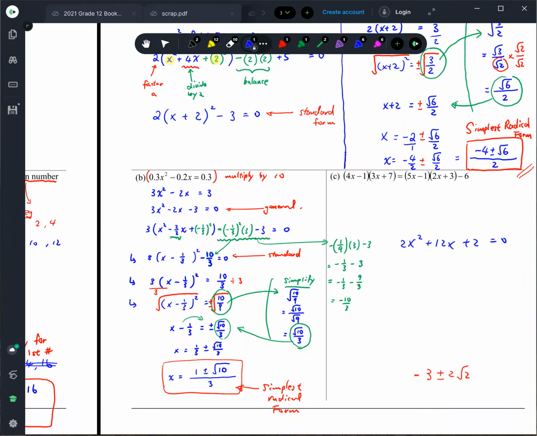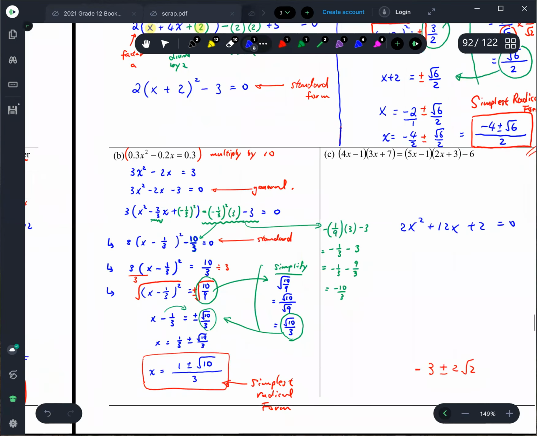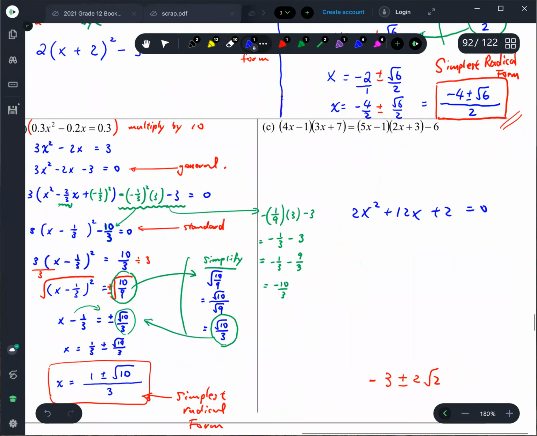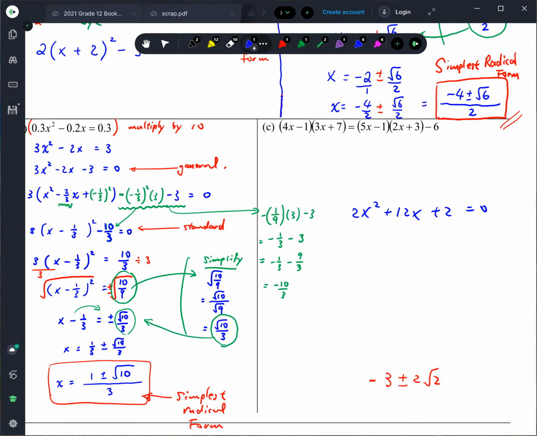And then, did I have to divide all of it by 2? No, you don't have to. You could divide everything by 2 to make the numbers smaller, or you can just start completing the square. Oh, okay.